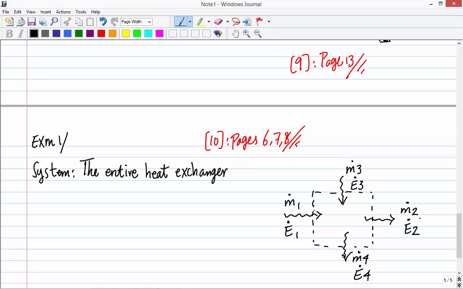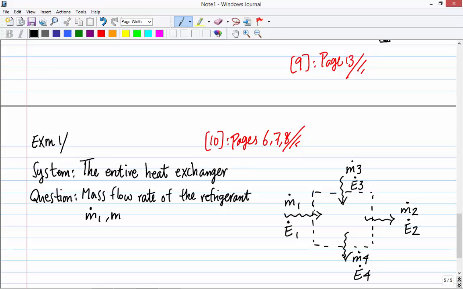Okay, and the question is, the problem asks for the mass flow rate of the refrigerant, which is, so refrigerant goes from left to the right, so it means m dot 1 or m dot out, m dot 2. This is the question.